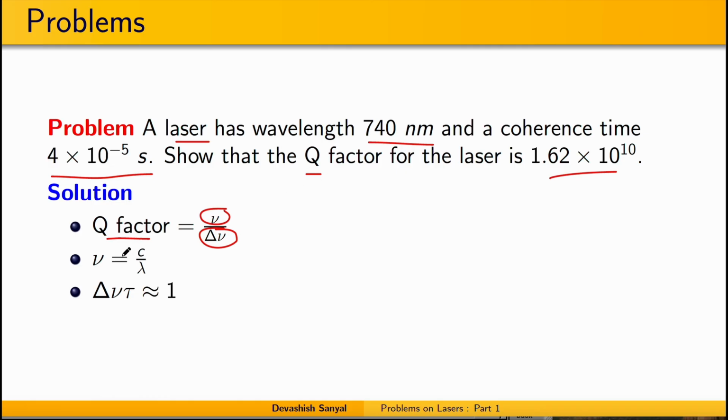So in this problem, nu I can easily find out from the relation nu is equal to C by lambda. Coherence time is given, so from there I can find out the spread. Delta nu times tau is around 1, and tau is given here, the coherence time, 4 into 10 to the power minus 5 seconds. So I can find out delta nu, and I can find out this Q factor.